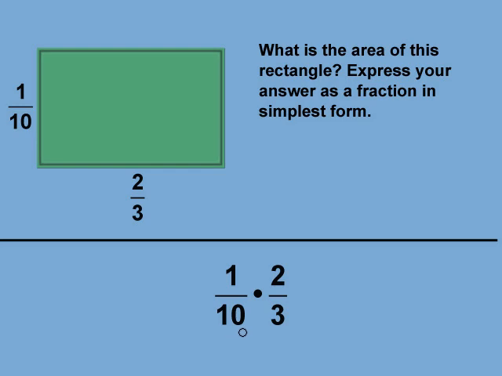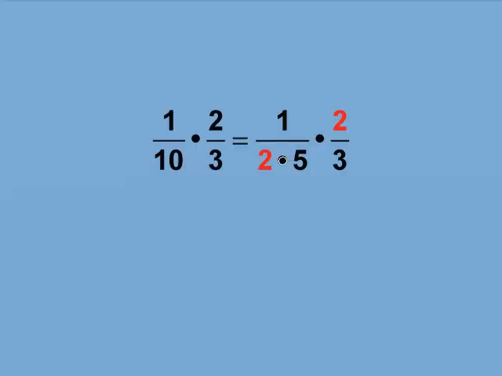When multiplying fractions, look for common factors between any of the numerators and denominators. Here, the denominator 10 and the number 2 are even numbers and therefore have a common factor of 2. Rewrite the 10 as the product of 2 and 5. The 2 in the denominator and the 2 in the numerator divide out. What's left is 1 in the numerator and 5 times 3 in the denominator.